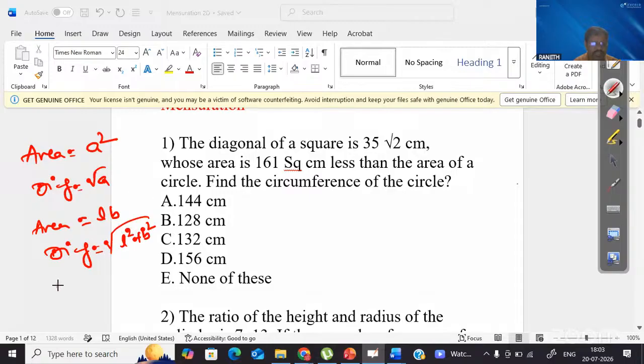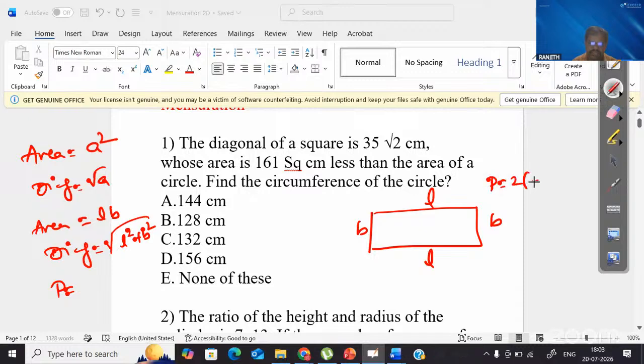And also what is the perimeter of rectangle? Opposite sides are equal in rectangle. So the perimeter equal to 2 times of L plus B, whereas for square, all sides are equal, so the perimeter will be equal to 4A.